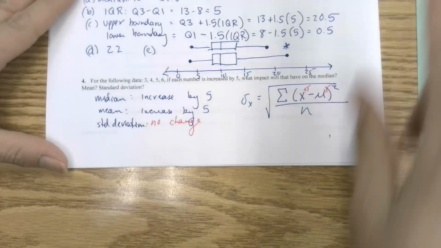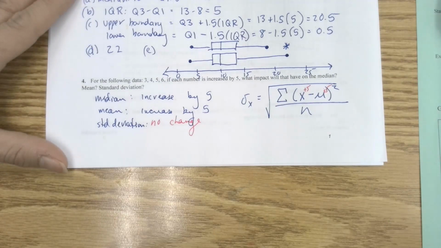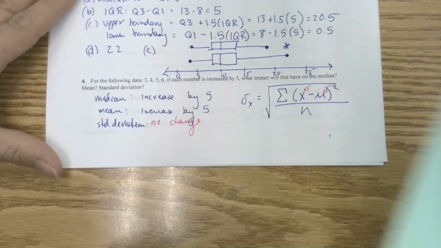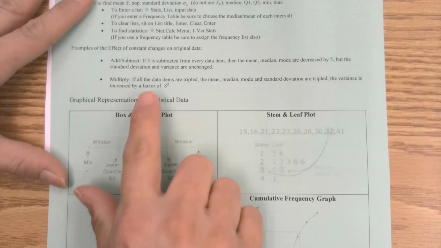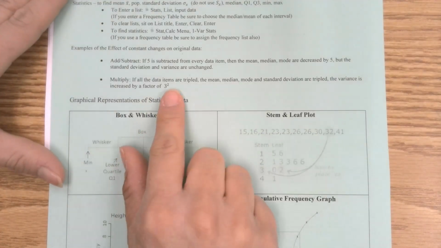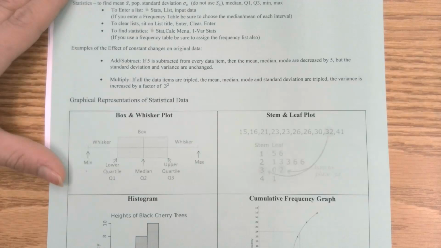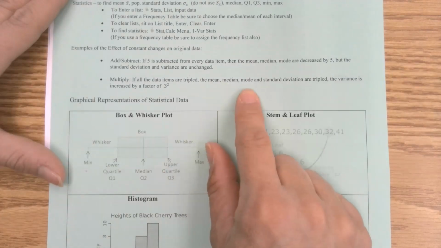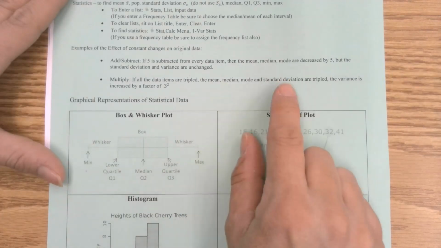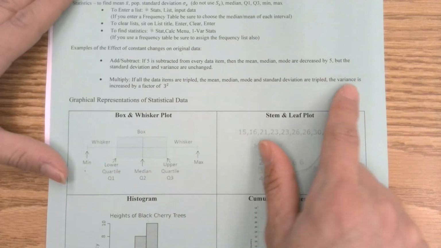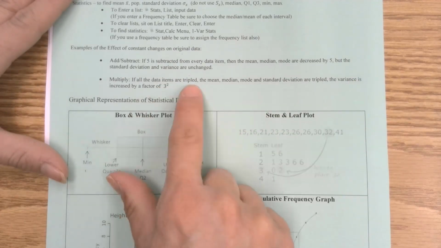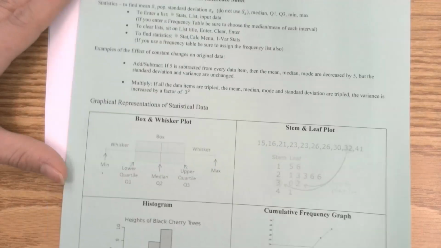And this question doesn't have anything about multiplying by values, but I did want to briefly go over what is on your reference sheet. So if they were to tell you, for example, that all of your data items were tripled, your mean, median, and mode would all get tripled, as would your standard deviation, but the variance would be increased by a factor of 3 squared. Okay, where does that come from?